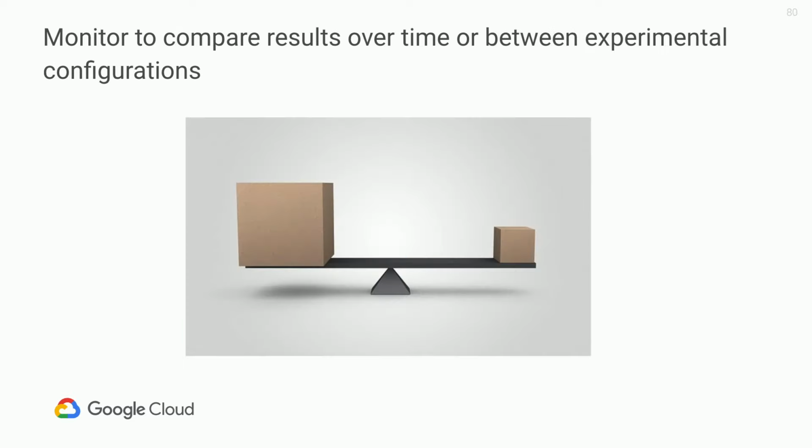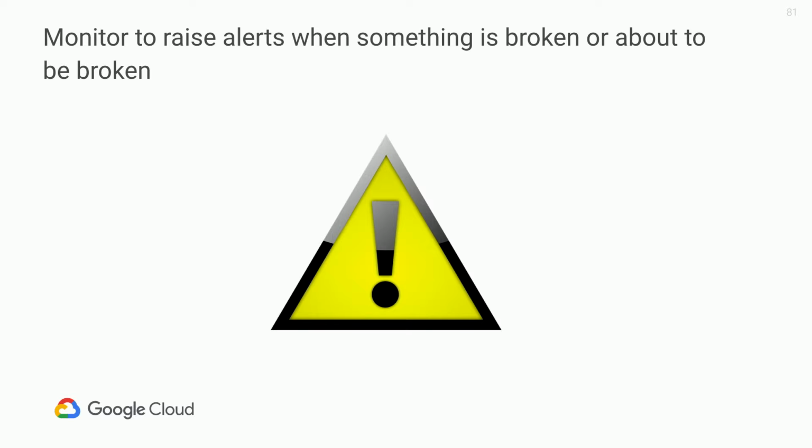Second is compare. You should compare your results over time or between experimental configurations. An example question could be, is the site slower than it was last time? Are requests served faster with Apache than Nginx, etc.? You should always compare experimental configurations. Next one is alerts. As I just shared with you, you should have an alert system in place. Whenever something is about to break, you should address it quickly. If it's already broken, then you should fix it immediately.